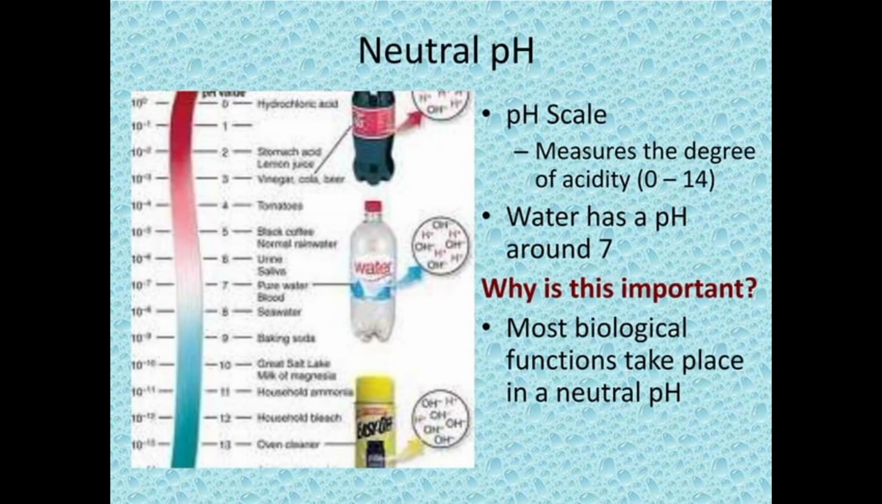Neutral pH. The pH scale measures the degree of acidity from 0 to 14. Water has a pH around 7. Why is this important? Most biological functions take place at a neutral pH, neither acidic nor basic.